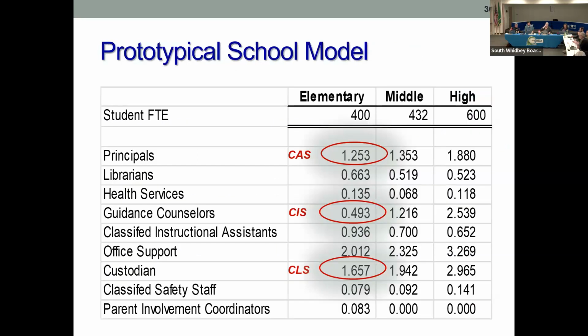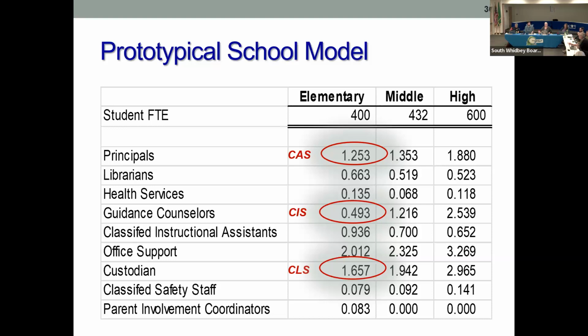So they have this model that creates the number of staffing units based on the number of students. As an example, in elementary school, if you have 400 students, they will fund you for 1.253 FTE for principals. They will fund basically a half of a guidance counselor, 1.7 custodians. And it's not what we actually have.